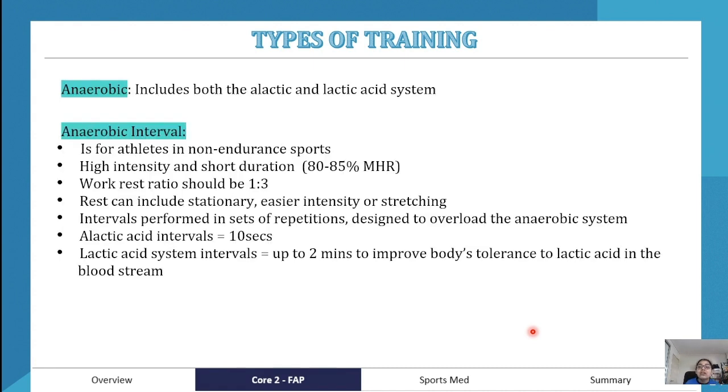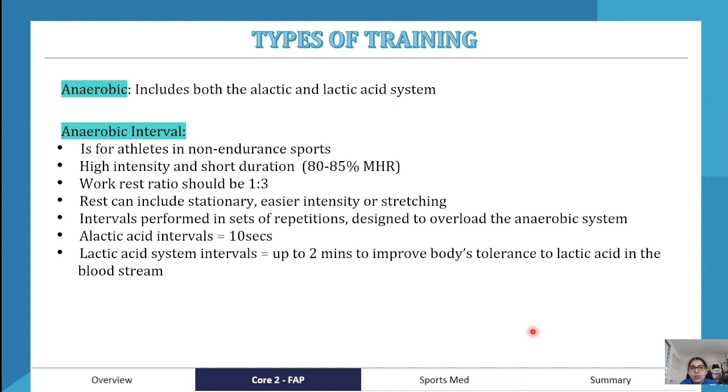Okay, the anaerobic training. Anaerobic training includes both the alactic and lactic acid systems. So with this, you are varying between both anaerobic systems, alactic and lactic acid, over time. For example, firstly, it's for athletes that are in non-endurance sports. You don't need endurance, you need that explosiveness. High intensity and short duration. So you're going at 80 to 85% of maximum heart rate. That's quite a lot. The work-rest ratio is 1:3.